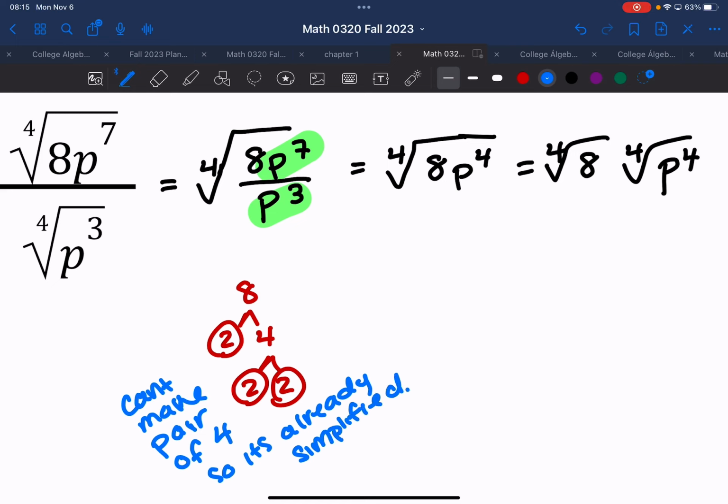So it's already simplified. Okay. What about the 4th root of p to the 4th? What happens to those 4s? 4th root p to the 4th.